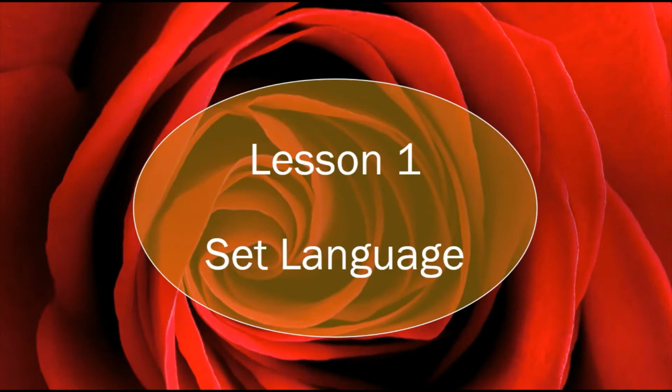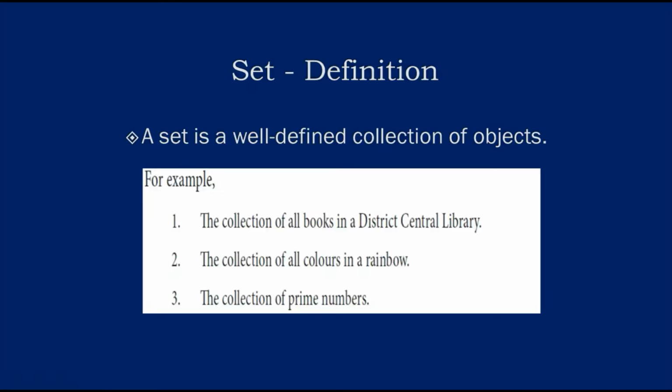Lesson 1, Set Language. Definition of set. A set is a well-defined collection of objects. Here are some examples: the collection of all books in a district central library, the collection of all colors in a rainbow, the collection of prime numbers. These are all well-defined collections of objects, and hence these are all sets.